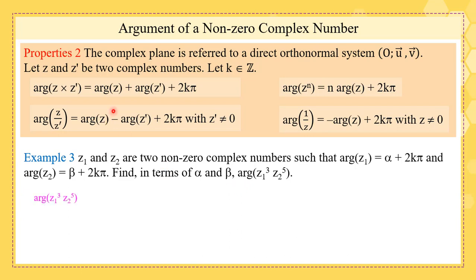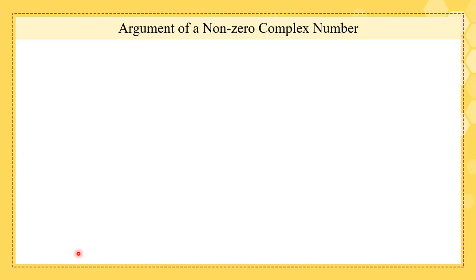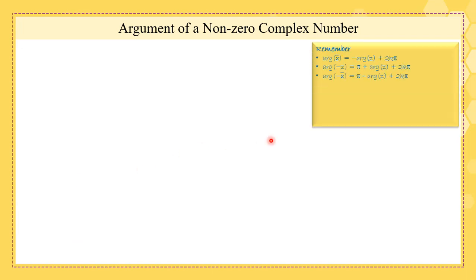If we just apply these properties and the previous ones, argument of z1 cubed z2 to the power 5, we have multiplication in between. The multiplication is translated into addition. This is argument of the first plus argument of the second. And here, in case we have an exponent, we put the exponent outside. So this becomes 3 argument of z1, and this becomes 5 argument of z2, which is 3 alpha plus 5 beta plus 2k pi. Now, this is what we have to remember so far.